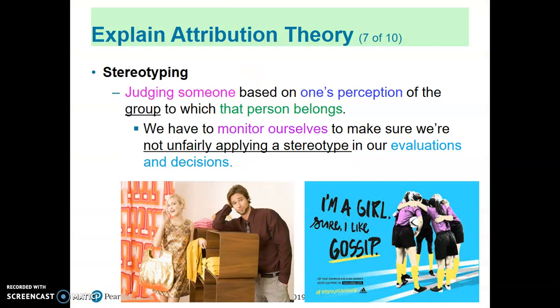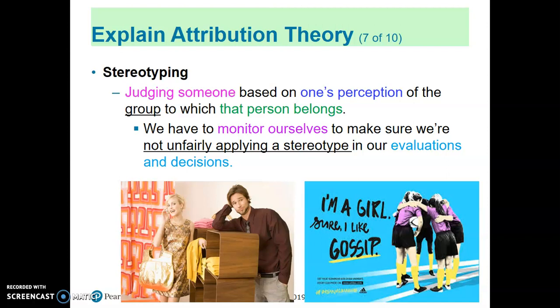And another theory that normally we use, we tend to stereotype. So stereotyping is judging someone based on one's perception of the group that person belongs to. For example, if I belong to the Malay race, and then someone will look at me and then associate me with one thing that belongs to Malay, for example. So if someone stereotypes me because I belong to Malay, so I must have this kind of characteristic. So that one is considered stereotype.